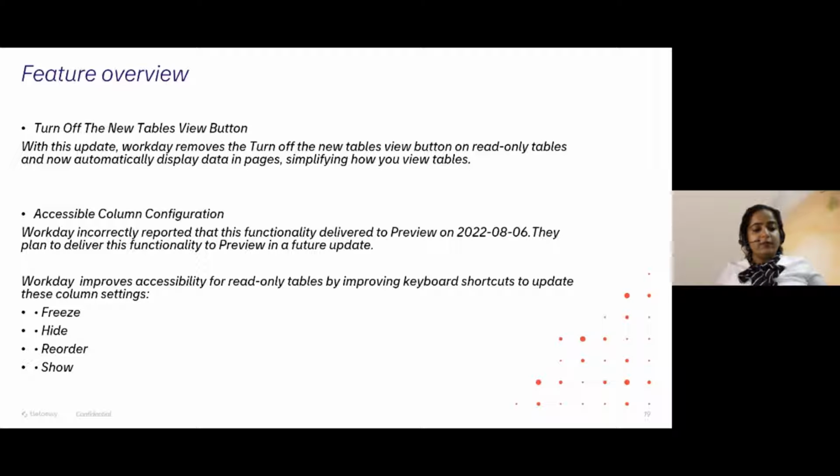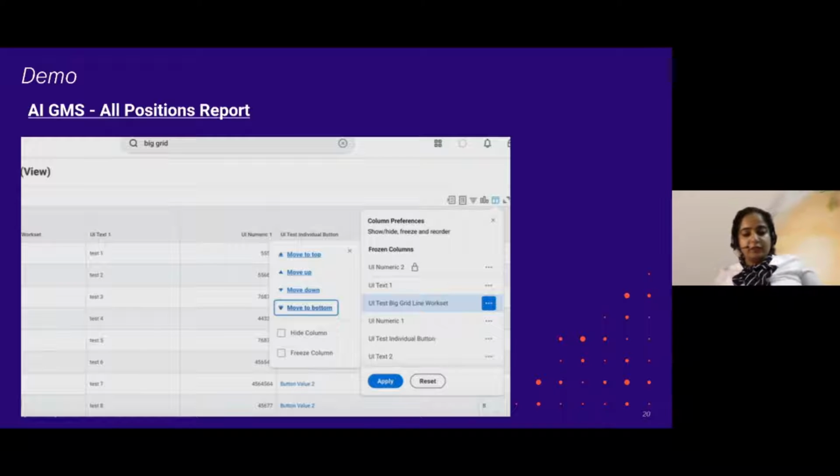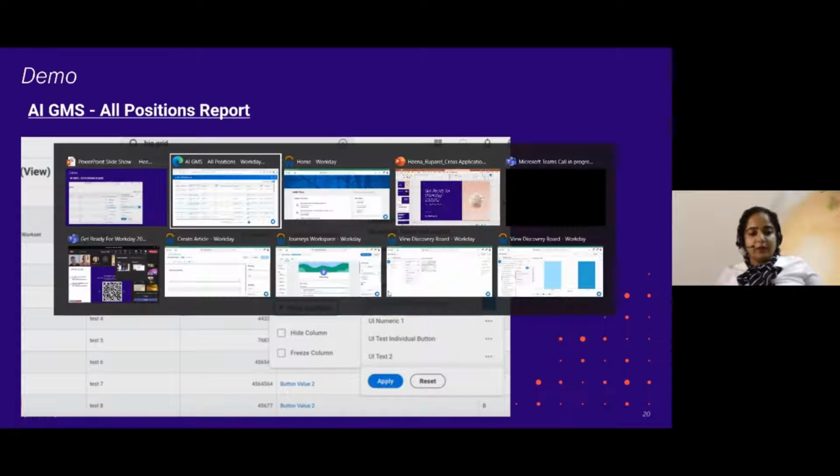And we can also have the accessibility for read-only tables by using these shortcuts of freeze, hide, reorder, and show. So I will just show you. Go to any table, and once you click on this view here, you'll be able to move to top, move down, move up, and move to the bottom for all the frozen columns. So Workday also gives us a feature to freeze the columns. This is one part of the demo. I will show you the real-time demo as well.